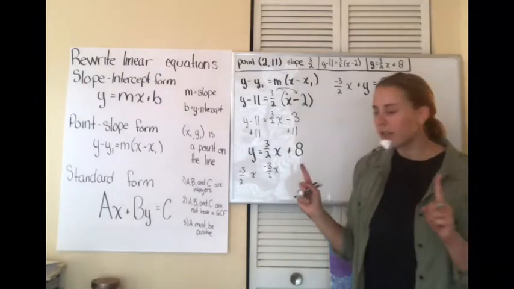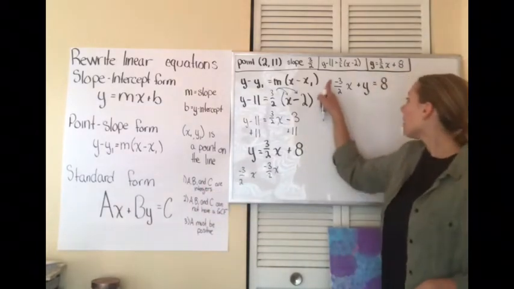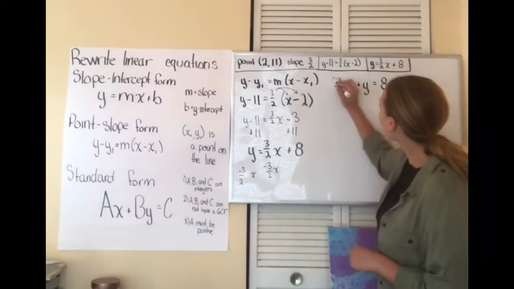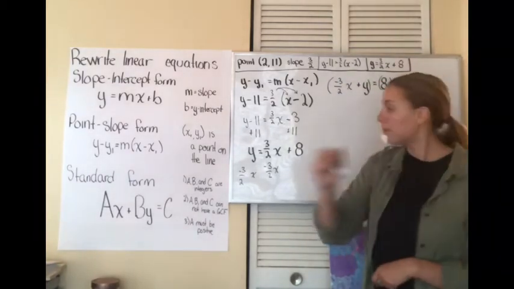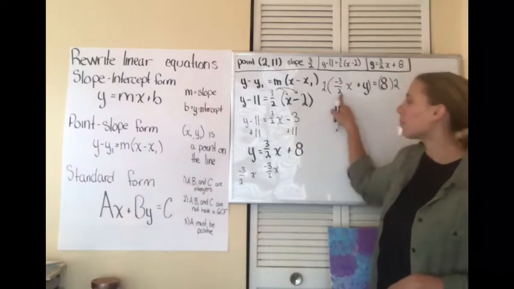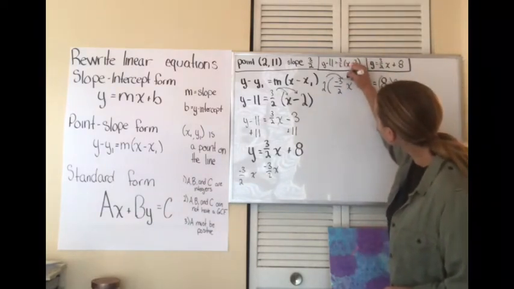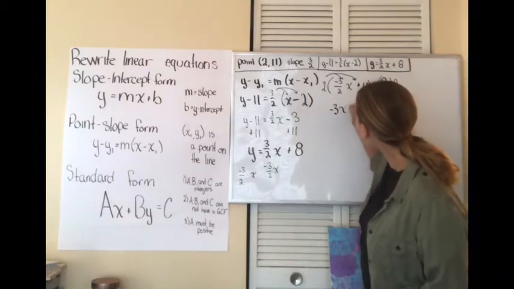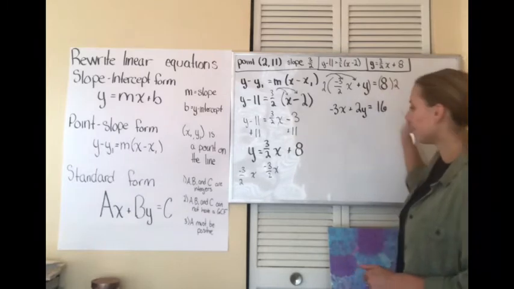But I need to make sure that I'm following my rules. A, b, and c are integers. 3/2 is not an integer. So what I'm going to do is multiply both sides by 2. And the reason I'm multiplying by 2 is because we have a 2 on the bottom of this equation. So I'm going to distribute my 2 to everything involved. So I end up with negative 3x plus 2y equals 16.